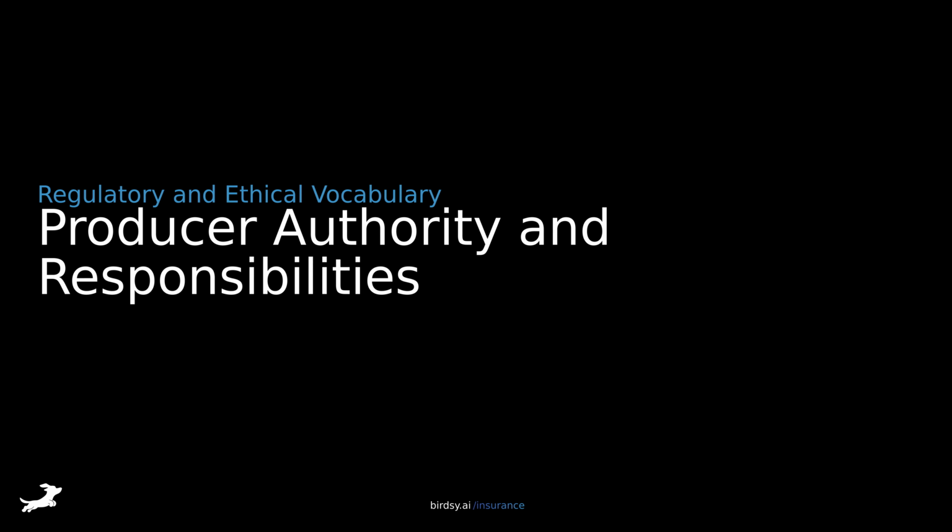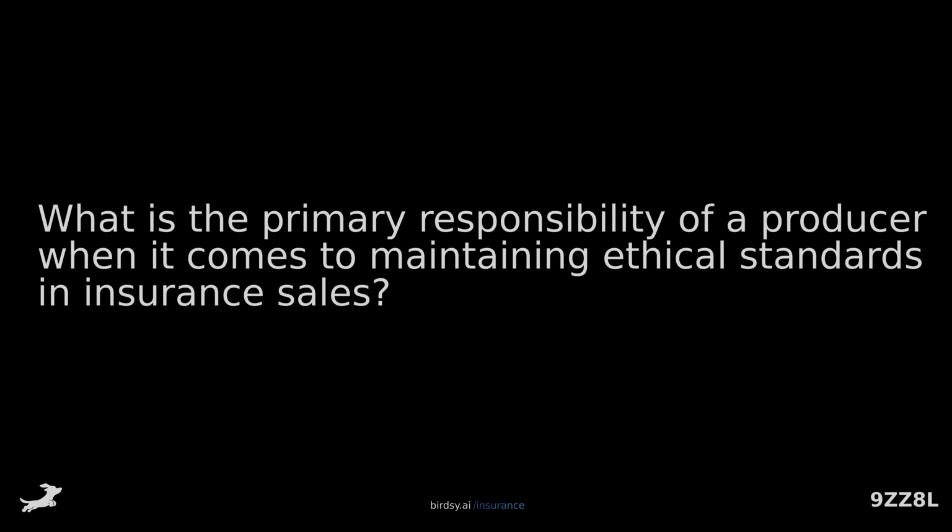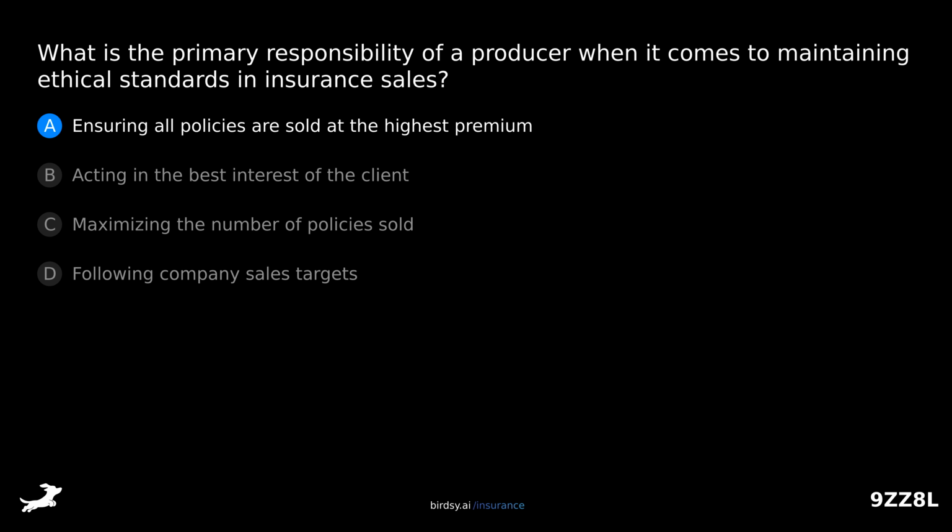Producer authority and responsibilities. What is the primary responsibility of a producer when it comes to maintaining ethical standards in insurance sales? Is it A, ensuring all policies are sold at the highest premium, B, acting in the best interest of the client, C, maximizing the number of policies sold, or D, following company sales targets? The answer is B, acting in the best interest of the client.